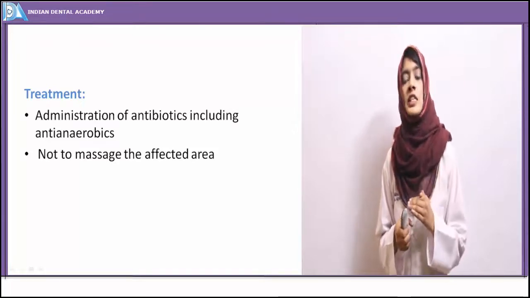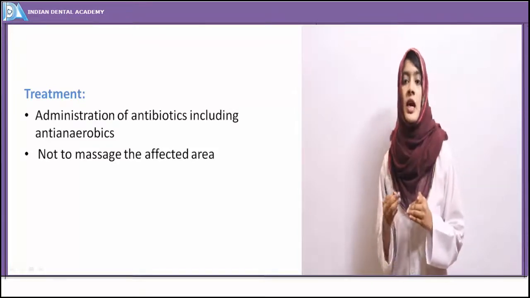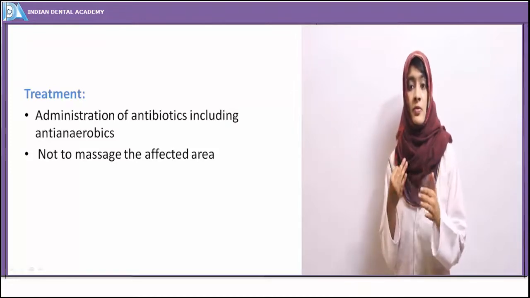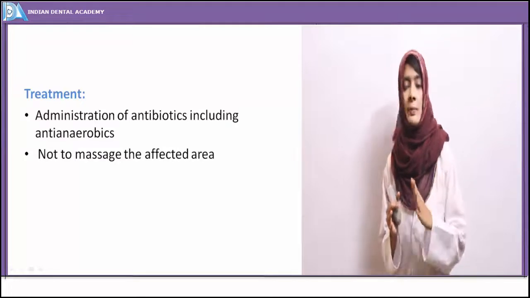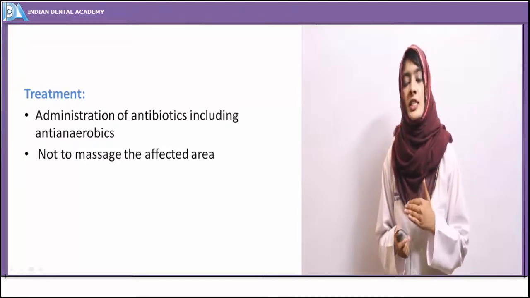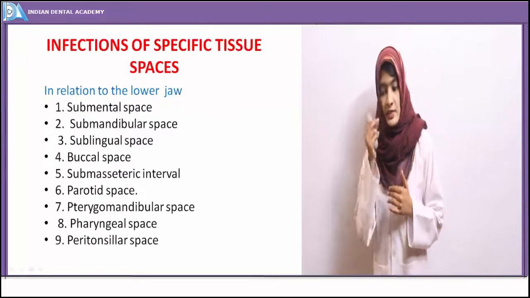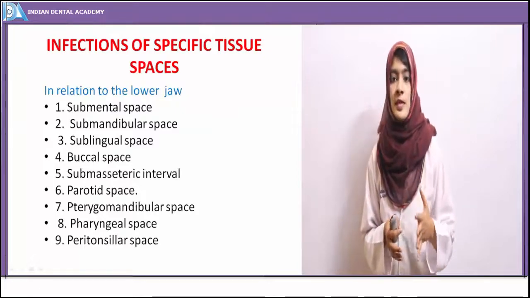And among antibiotics, particularly anti-anaerobics are prescribed. Those given for gram-negative organisms are prescribed more commonly. So rapid resolution of symptoms is seen in cellulitis of the face and neck. So now we'll see the infections involving the specific tissue spaces.